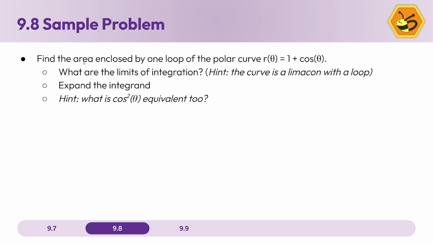So we have a polar curve, r equals 1 plus cosine theta. And we want to find the area enclosed by one loop of this polar curve. And then some hints. So what are our limits of integration? That's the first step in our problem. And when we take our integral, we may have to use some special relationships in order to make our lives easier. So hint, what is cosine squared of theta equivalent to? So this will help you when you go and solve this problem.